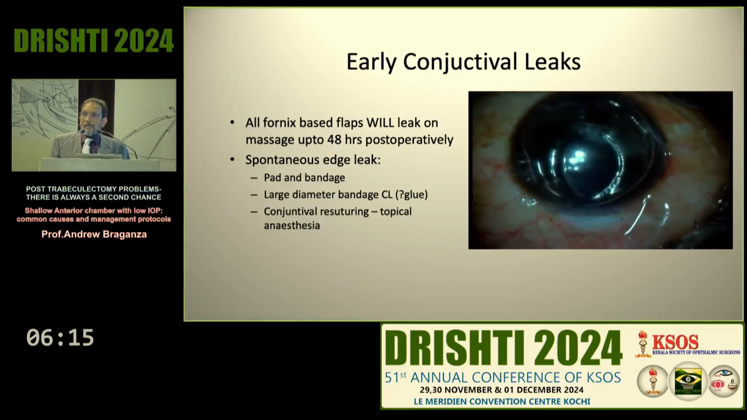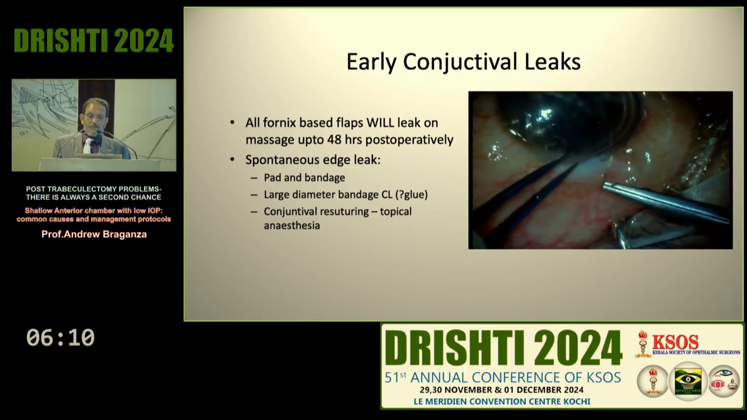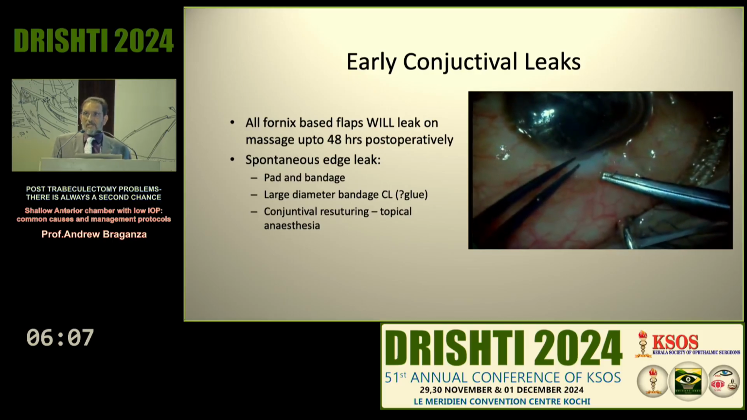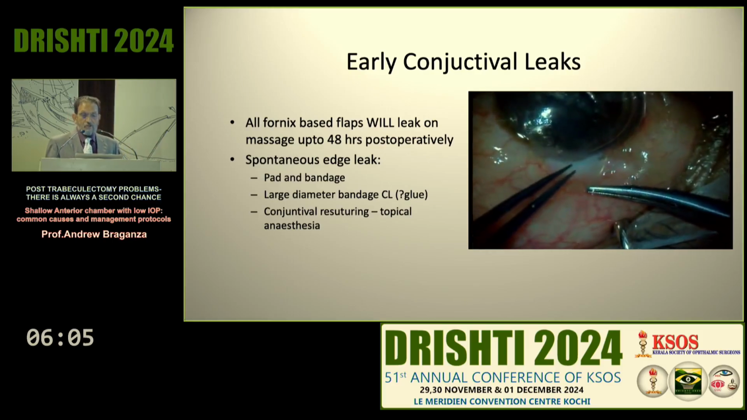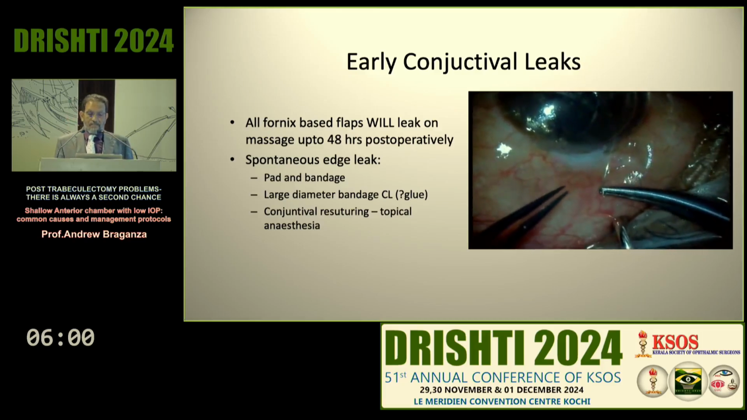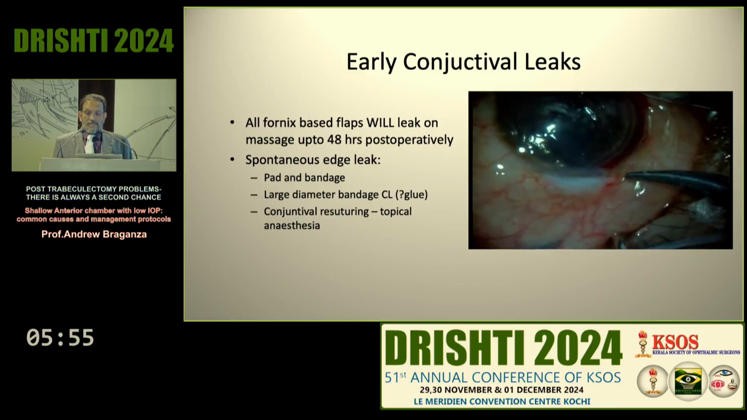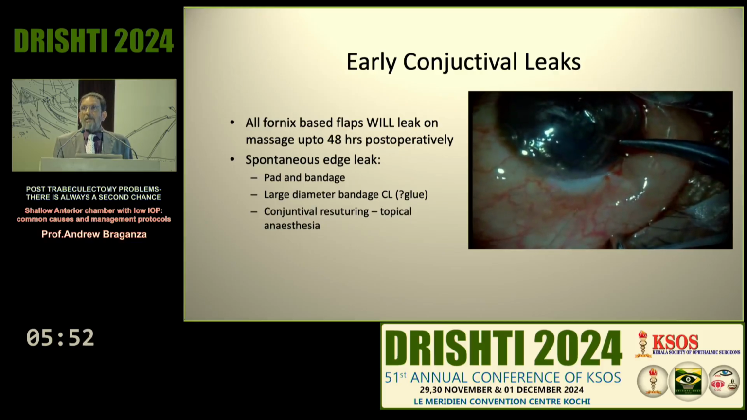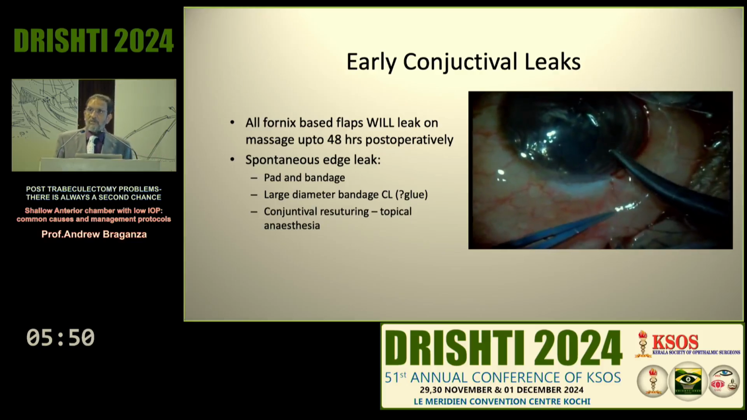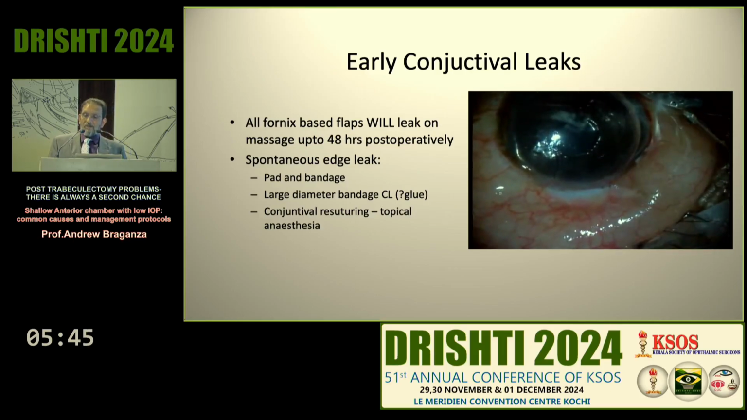Now, all fornix-based flaps will leak on massage postoperatively. And when you have a spontaneous edge leak, as is being shown here in the video, you can try and address it with a pad and bandage or a contact lens or something like that. But conjunctival resuturing is usually indicated and can even be done under topical. This is a conjunctival edge leak which has been repaired under topical. And once that's done, you check through a paracentesis to make sure it's not continuing to leak.